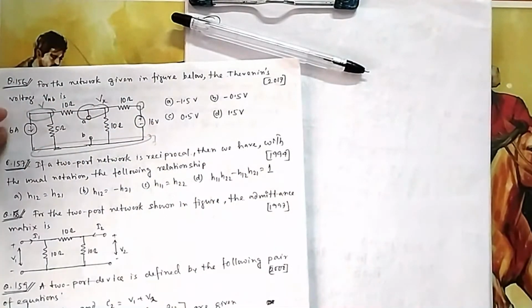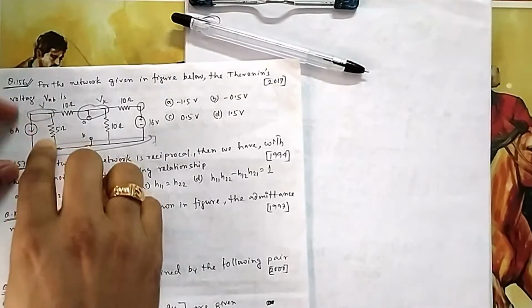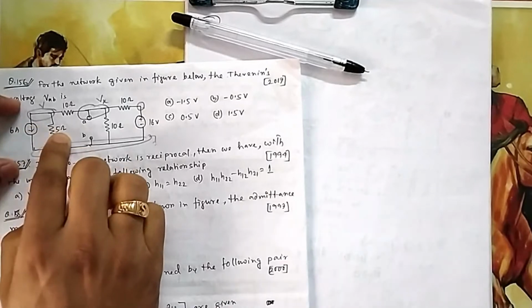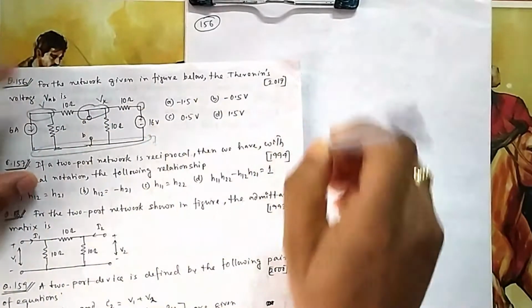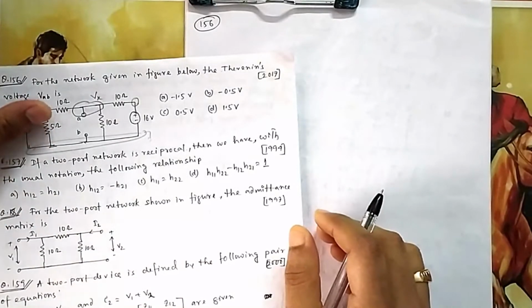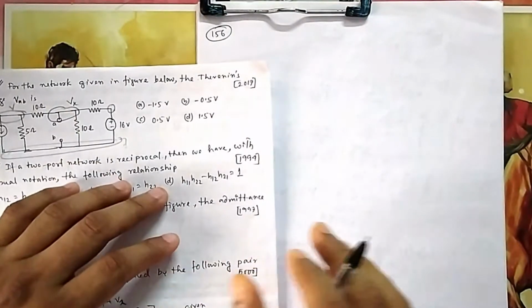Or you can convert this current source into a voltage source, that also you can do. In that case, with one equation it can be solved. But if you are not doing that conversion, you can use two equations. Whichever you feel good with, you can do that one.